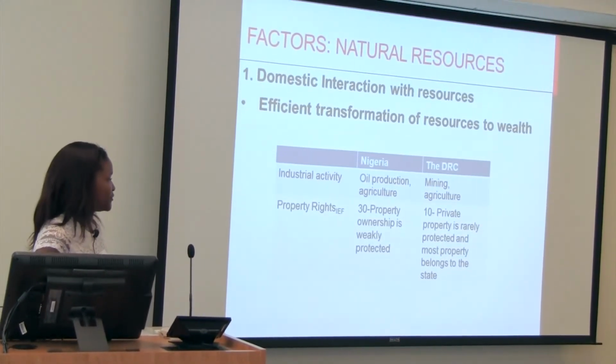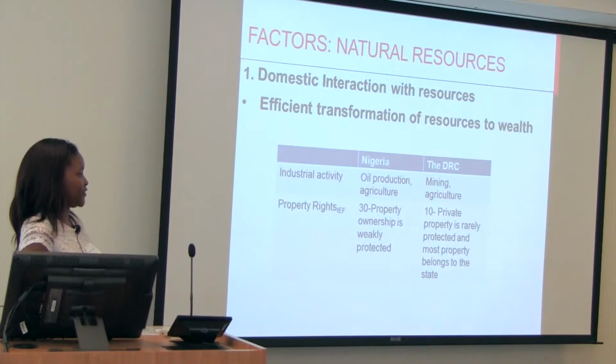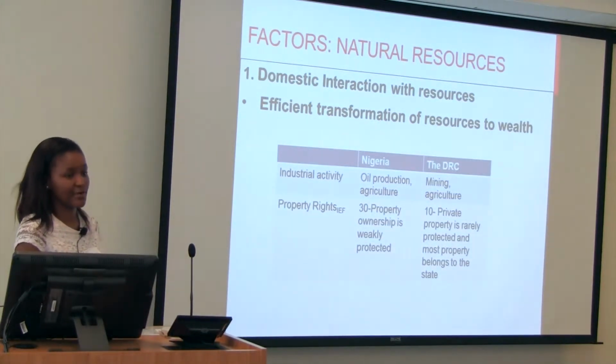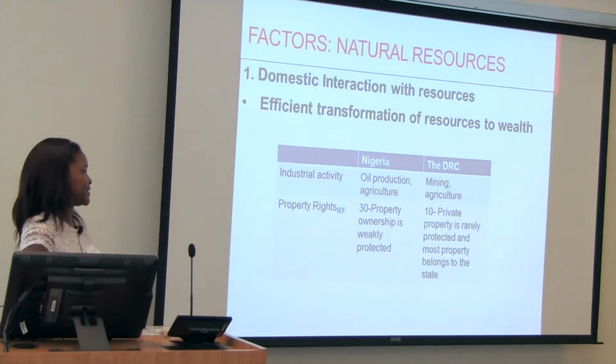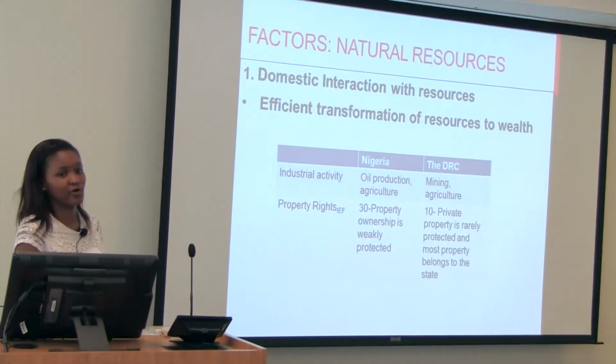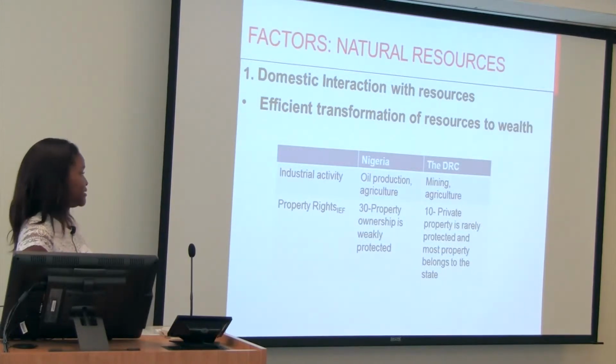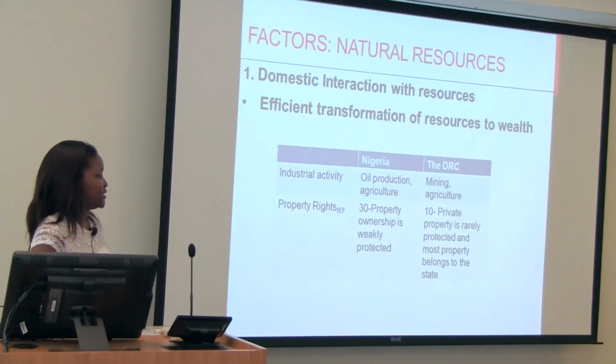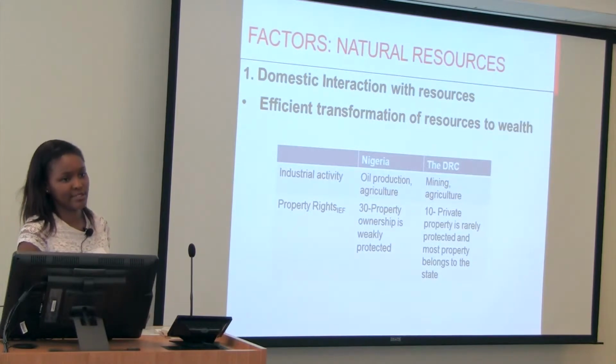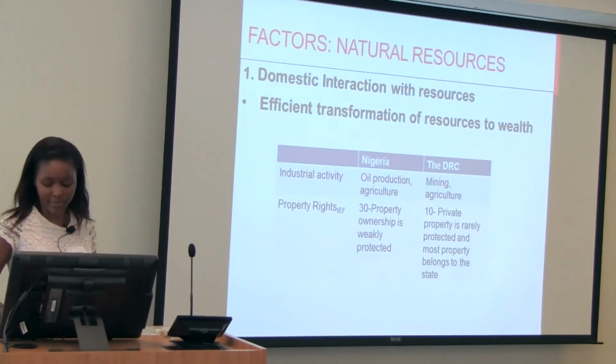Now, according to the Index of Economic Freedom, Nigeria has a 30-point average when it comes to property rights, meaning there's a body in charge of property rights, but it's heavily influenced by bureaucratic systems, red tape, and a lot of corruption, which makes it difficult for people to want to engage in their society. In the DRC, most property belongs to the state. So people have no ownership over anything, and it's a lot more unsure than in other regions for them to engage in industrial activities.